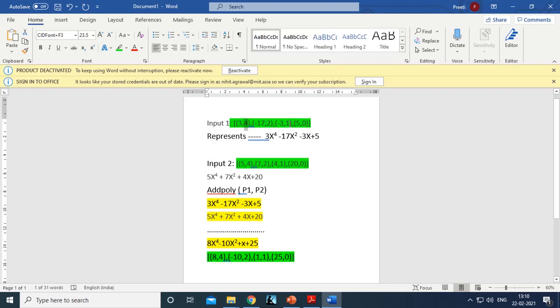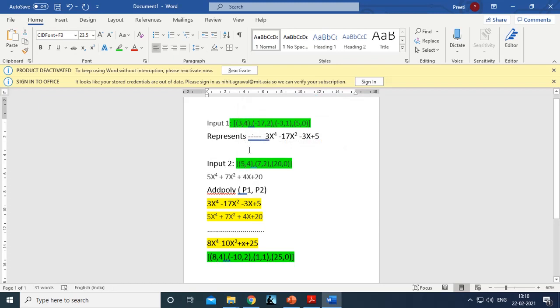Over here I have taken the terms which have the same powers, like 4, 2, 1. It might be possible that your second input does not have the x to the power 1 term. So you have to take each tuple at a time, check the second term, match it to the second coefficients of the other input, and then add the first coefficients. Keep the second coefficient as it is.